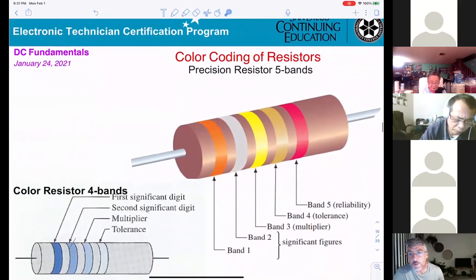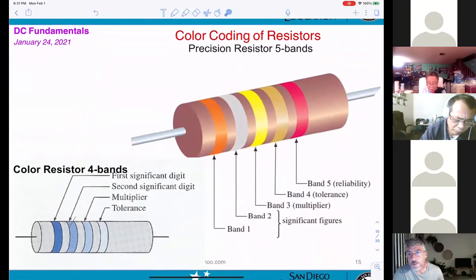Okay, now this will be the color coding. The first one you can get with 4 bands, and another one will have 5 bands. 1, 2, 3, 4, 5. 5 bands. The next one here, 1, 2, 3, 4 bands. Let me tell you the difference between 4 bands and 5. 5 bands will be more accurate. It costs more. 4 bands will be cheaper.